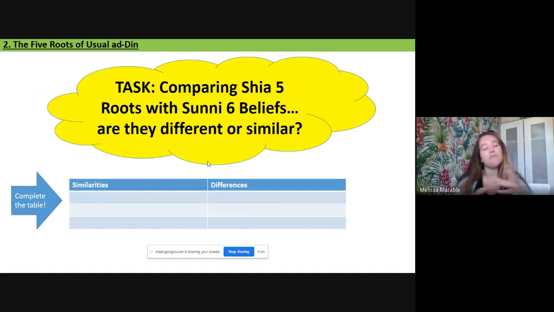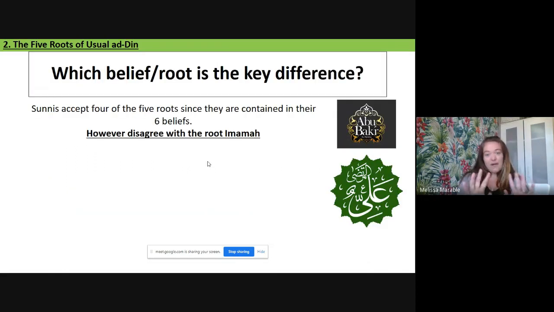Okay, so this is a quick task about comparing Shia 5 roots with the Sunni 6 beliefs, which we've done basically, and they're all really similar, apart from Shia have different words like Mi'ad and Nubuwah, and also they believe in the imams, the Imamah, which is God-given leadership. So Sunnis, they don't believe in God-given leadership. They believe that the successor and the leader of Sunni faith should be through elections, whereas Shia, they disagree. No, it's kind of within the bloodline, because they have been divinely appointed. So, which belief is the key difference? As we've said, it is Imamah.